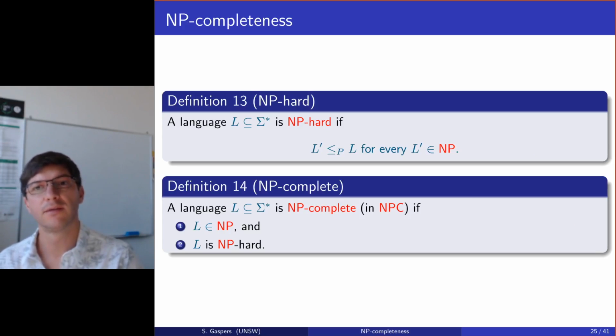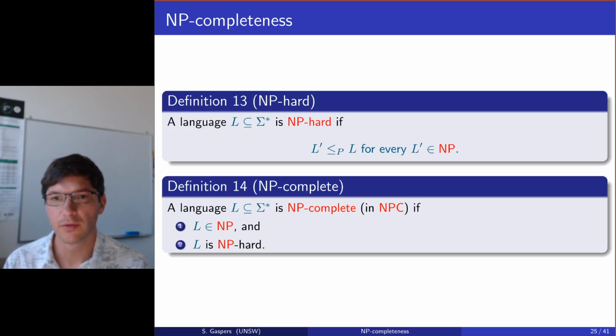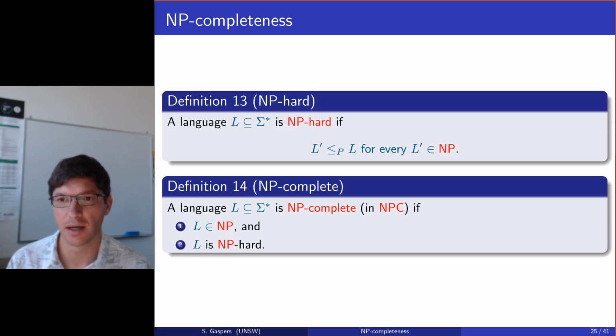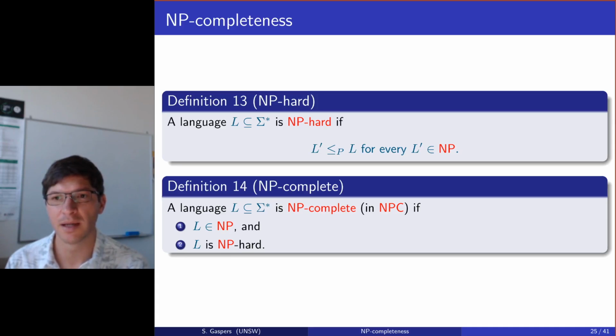Okay, let's define NP-completeness. First of all, we need to define NP-hardness, and we will say that the language L is NP-hard if L prime can be reduced in polynomial time to L for every language L prime that belongs to NP. So every language L prime in NP can be reduced in polynomial time to L. If that's the case, then we say that L is NP-hard.